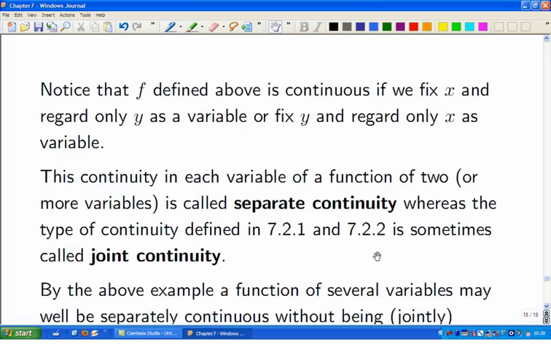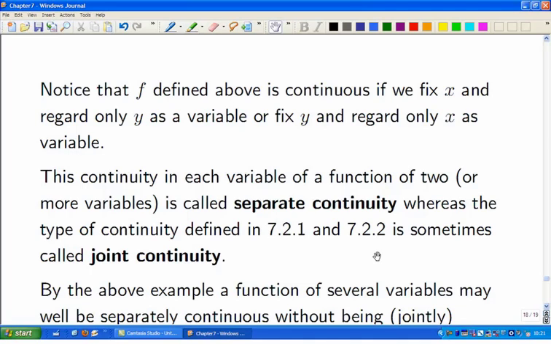Well, a notion similar to partial differentiation is the notion of separate continuity, where you ask, if you fix one of the variables and let the other variable vary, do you get a continuous function? That's not quite as strong as being partially differentiable. Partially differentiable is a bit better than being separately continuous.